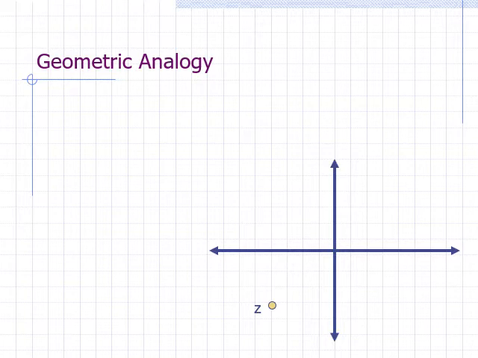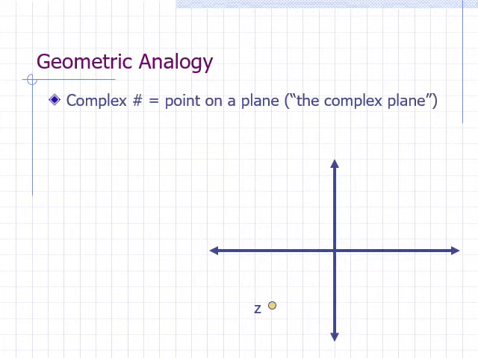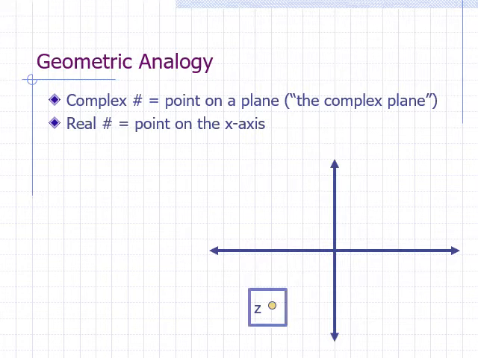Here's a geometric analogy that we can use to visualize the relationship between complex and real numbers. Think of a complex number as a point on a plane, which we call the complex plane. A real number would then be a point on the x-axis of the complex plane. In the example shown here, complex number z is represented by this point. The x-coordinate of this point is the real part of z, and the y-coordinate is the imaginary part.